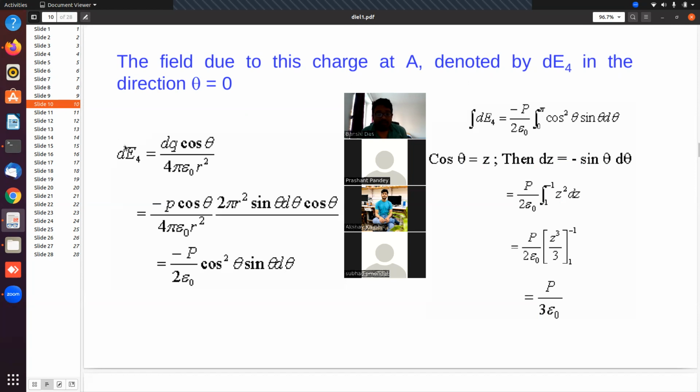No, this is not only one sphere. This is for the sphere element, the sphere segment. Okay, clear. Here the segment is along the theta direction. So this is for the whole sphere.